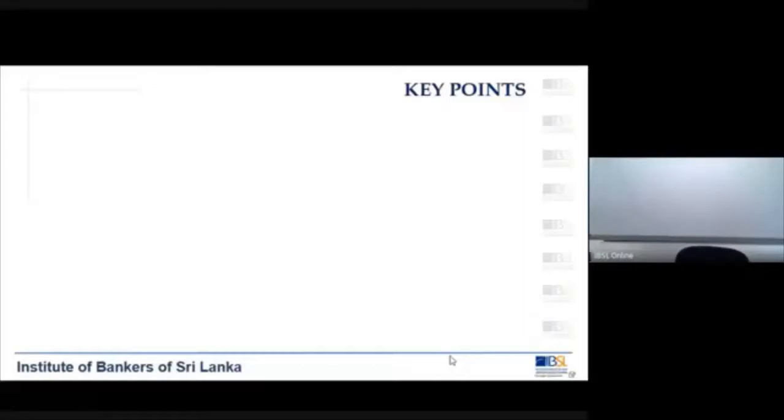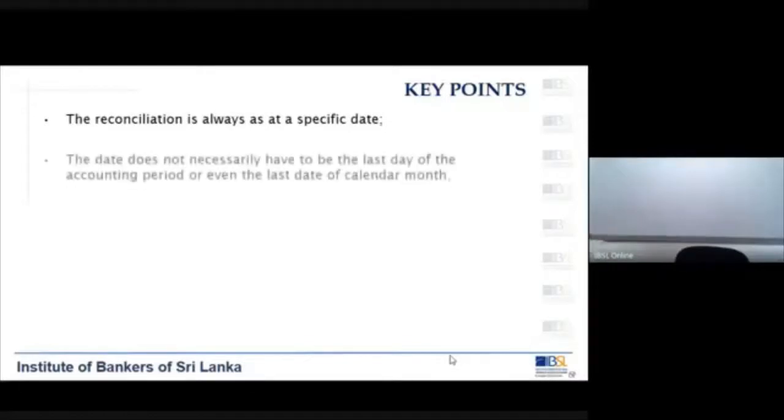So now we are going to look at some key points. The reconciliation is always as at a specific date. Very important. I told you in the example that we saw earlier, it was 15th of July or maybe 31st of July. So we know that the reconciliation is done as at one particular date that you consider to do the reconciliation. It is very important to know that reconciliations are done as at a particular date.